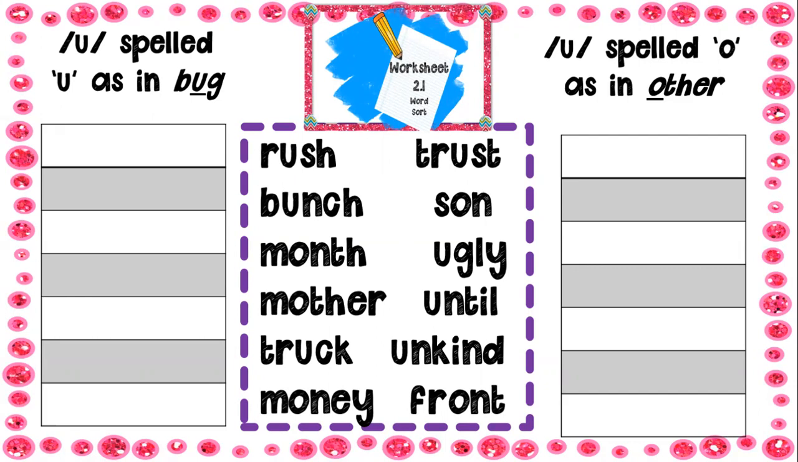Now you're going to write them according to the vowel that makes the sound. So all of the ones that have a U in them making the sound, you're going to put under the column with the word bug. And then all of the words with the sound made with an O, you're going to put under the column with the example mother.